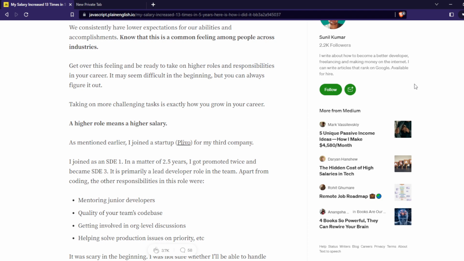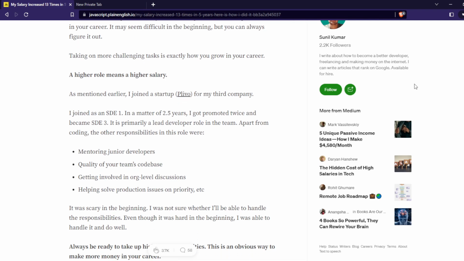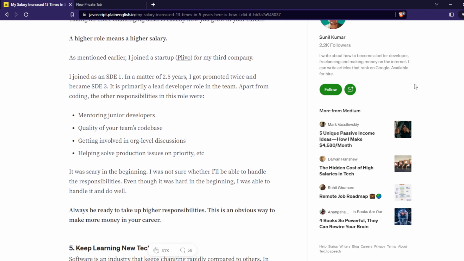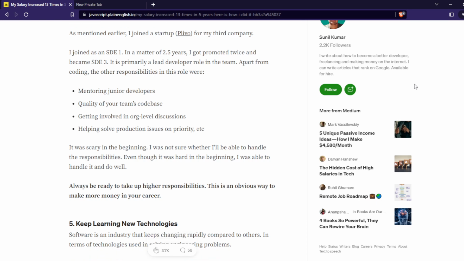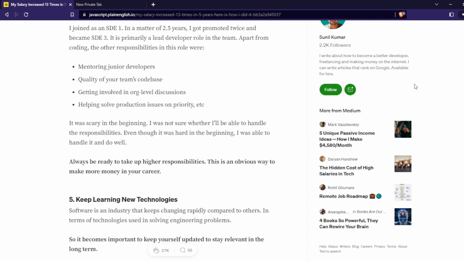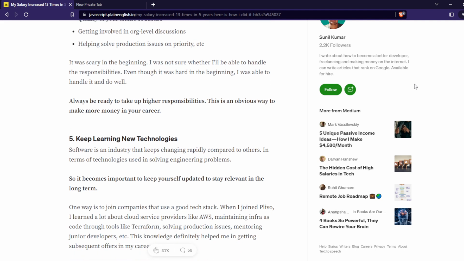As mentioned, at our third company, I joined as a software engineer and grew twice. In the team, apart from the coding, the other responsibilities were mentoring junior developers, maintaining the quality of the team's code base, getting involved in org-level discussions, and helping solve production issues with priority. It was a challenge to handle this, even though we always have to take on responsibility. There's always a way to make money and keep learning.